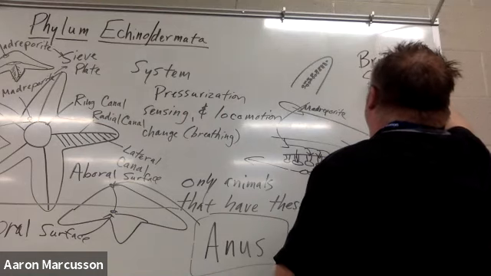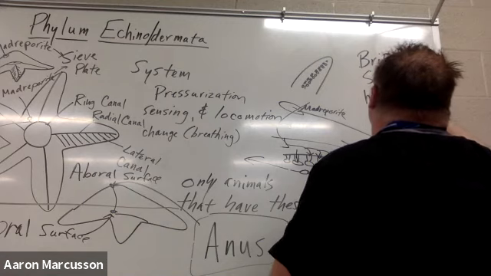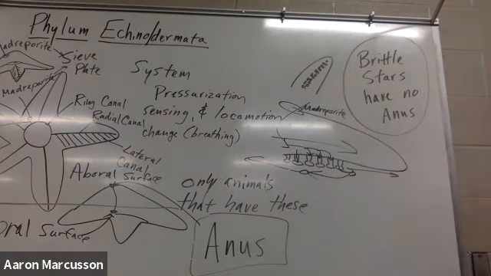Brittle stars got the short end of the stick on this. They have no anus. They have to eat with their mouth and they have to put waste back out through their mouth. Again, they don't have taste buds like we do, which is probably a good thing.